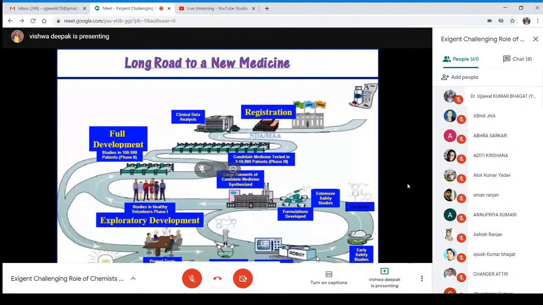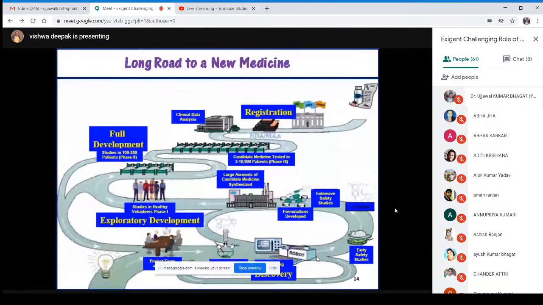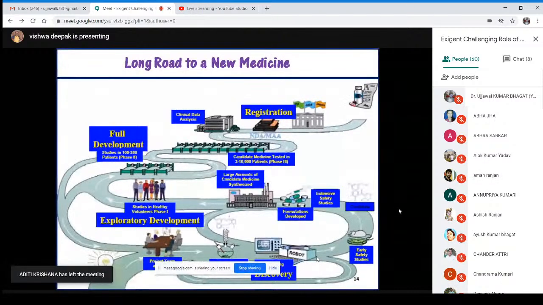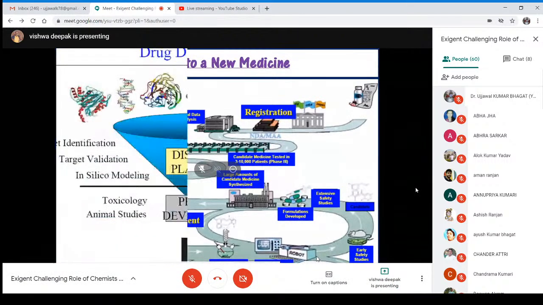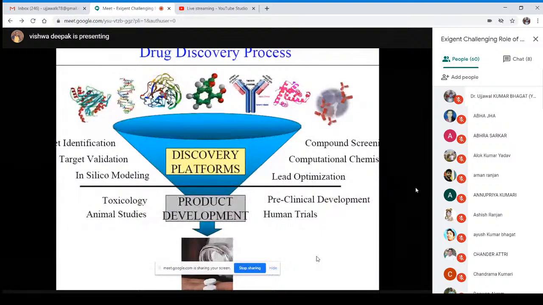So you can see how long this journey is, how complicated this journey is, and all this process normally takes at least 10 years for development and billions of dollars. At any stage, if you fail, you lose all the money. So this is the reason why Indian pharma companies hesitate to work on new molecules, because India is famous for the generic market. But now slowly we are growing in the field of drug discovery.